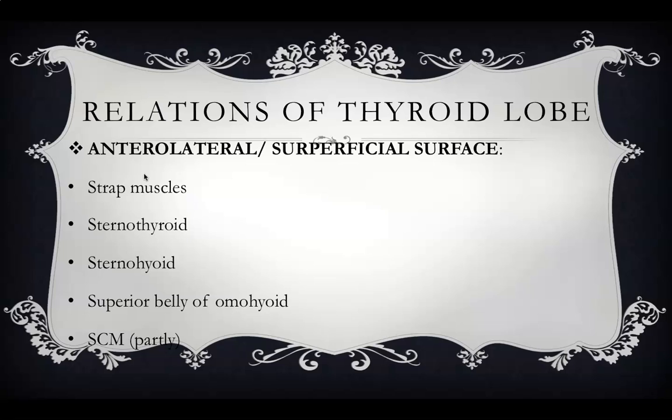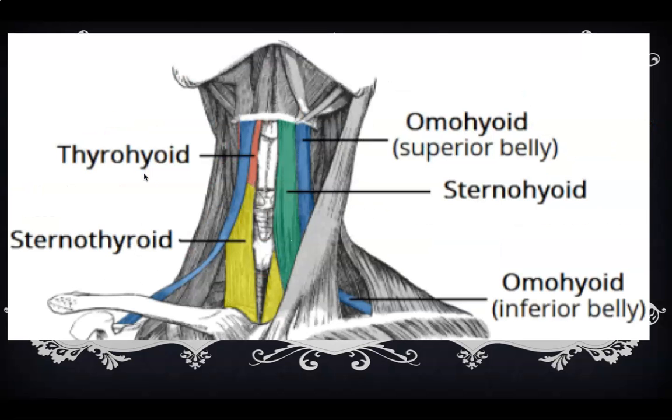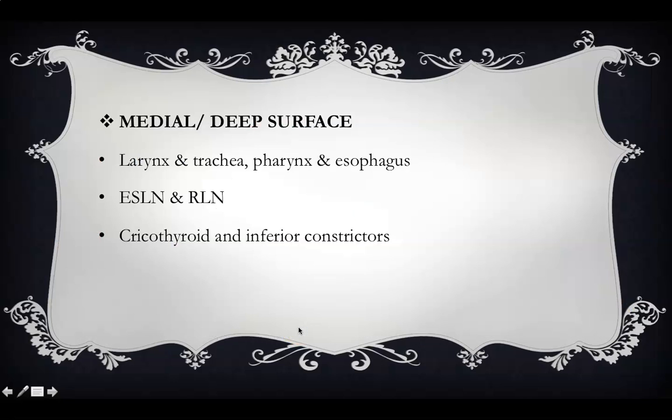That is covered by strap muscles: sternothyroid, sternohyoid, superior belly of omohyoid, and sternocleidomastoid. So we can see here, it is covered by sternohyoid, then we have sternothyroid, then we have the superior belly of omohyoid, and then we have a part of sternocleidomastoid also. Now the medial surface or the deep surface, we have the larynx and trachea, pharynx and esophagus.